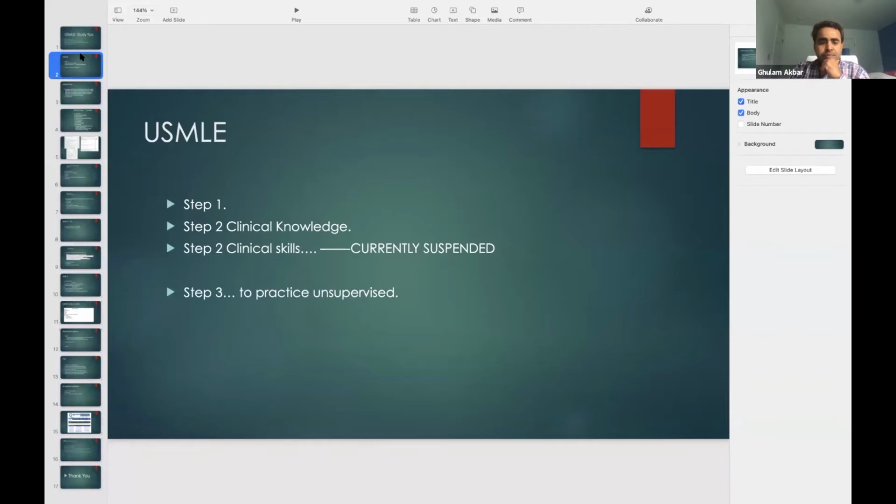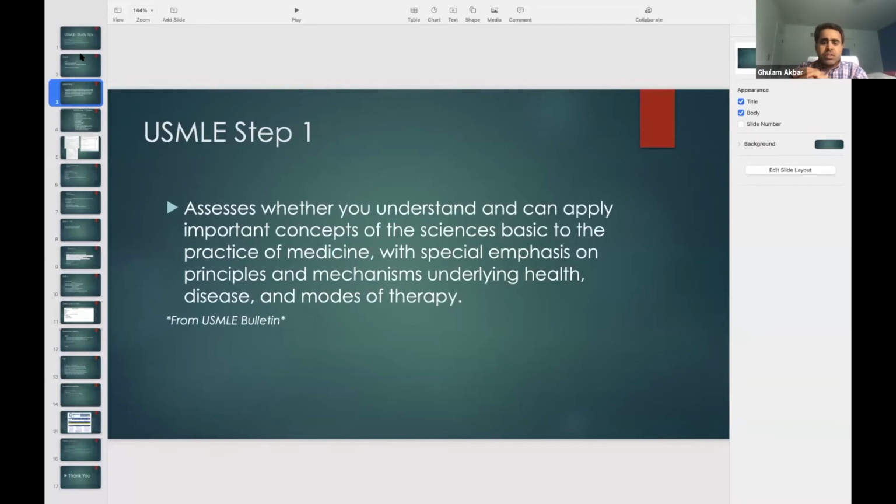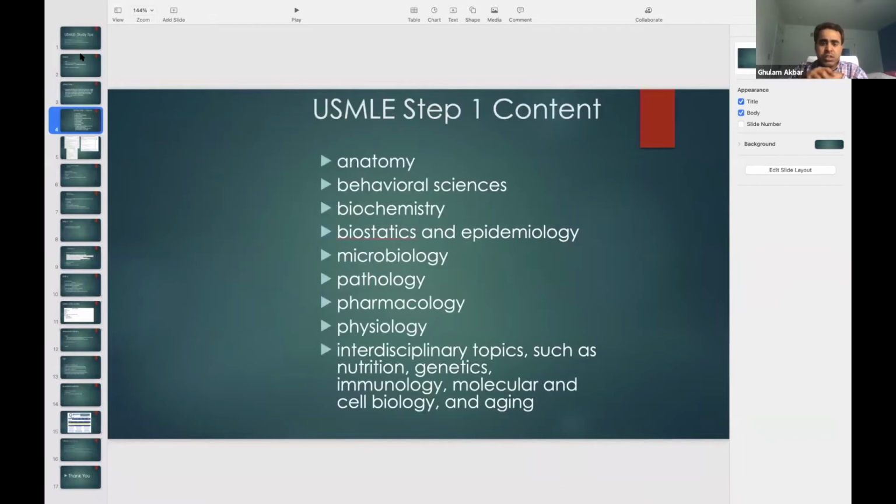USMLE step 1, from the USMLE website, if you could see there, what exactly they want you to focus on is basically the concepts about all the diseases that you're going to come across. The basic concept is basic science and the underlying mechanism, pathology associated with it. These are the things that are going to be covered: anatomy, behavioral science, biochemistry, biostatistics, epidemiology.